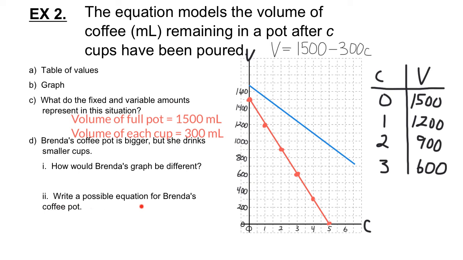So write a possible equation for Brenda's coffee pot. Well, as long as you're following the same format as this equation up here, have your initial volume bigger and the volume of each cup smaller, then you're good.